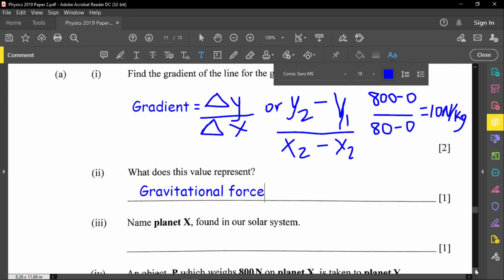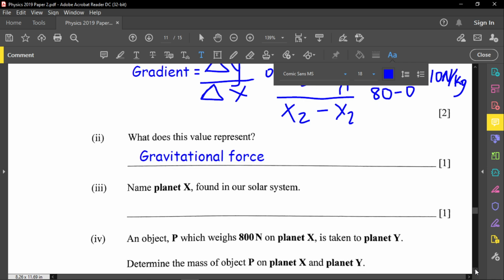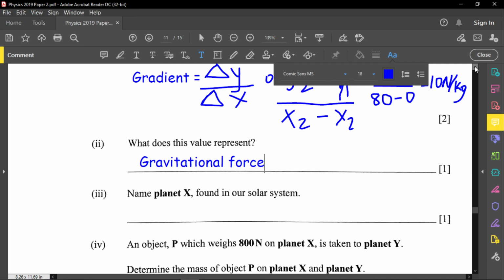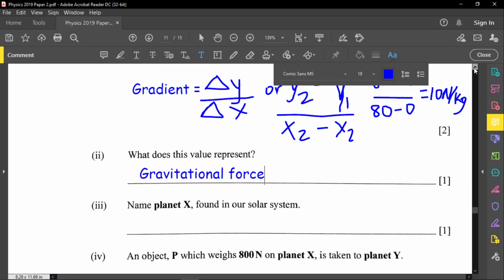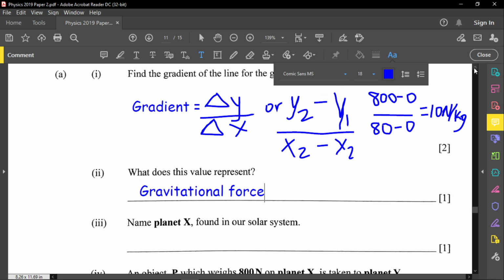Let's see what we have here now. For part 3, it's a planet X found in one of our solar system. We have an idea what that is. It's a named planet X found in our solar system. So planet X has a gravitational field of 10 Newtons per kilogram. Everybody will know that now. Remember, we normally use 10 for gravity for calculations on Earth, isn't it? So yes, this is Earth. This is where we all live. Well, at least for now.